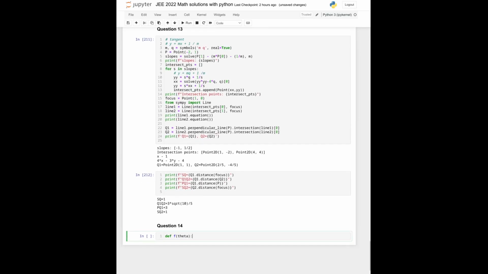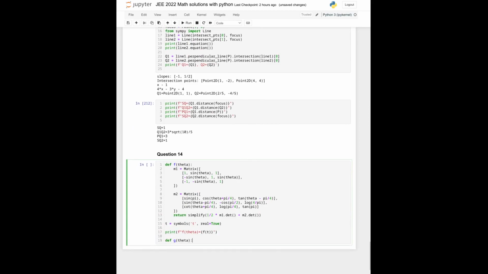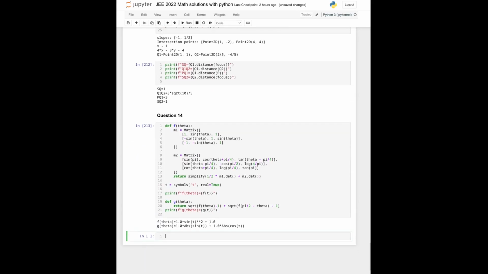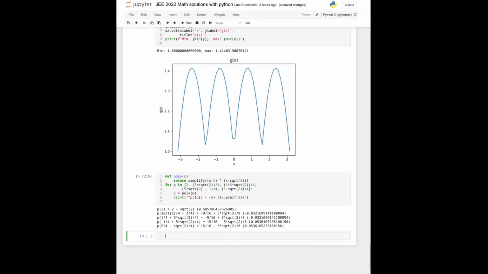Question 14. This looks like an intimidating question. Let us first see if we can simplify it. That is much better. F and G are simpler functions. Let us plot G and find the minimum and maximum values of G as the question asks. Minimum value is 1 and the maximum value looks like root 2. Let us now write P as a function and evaluate all 4 options. Only options A and C are correct.